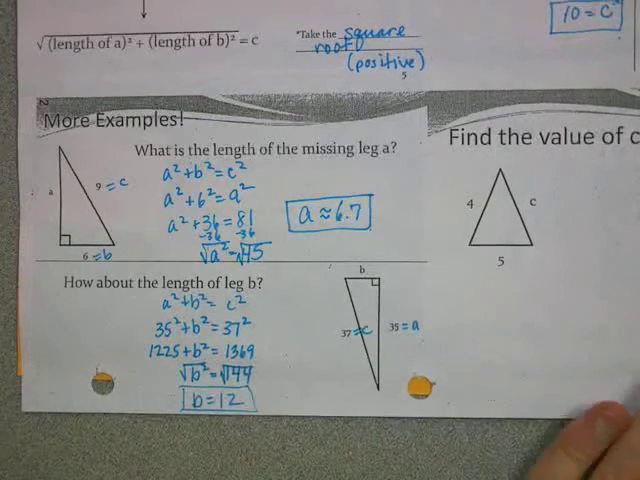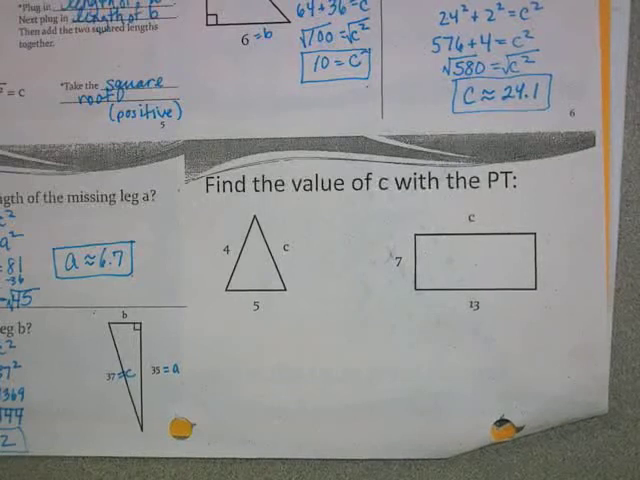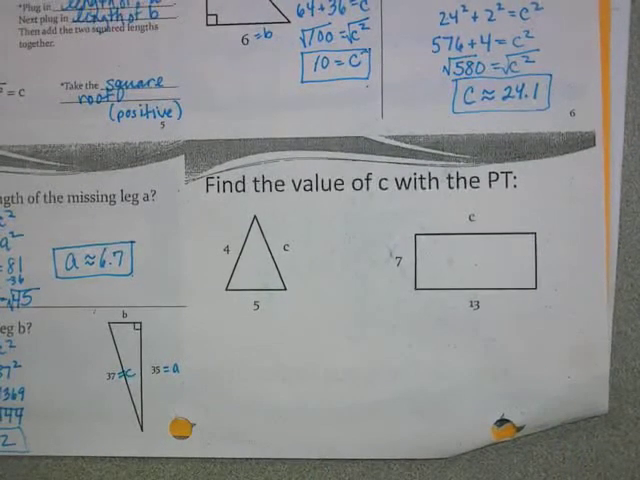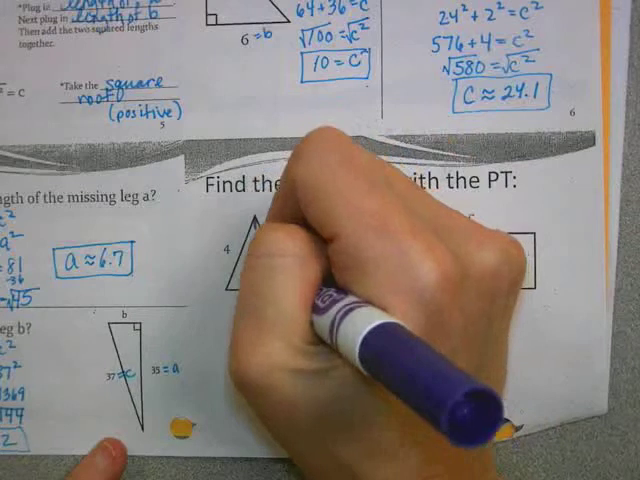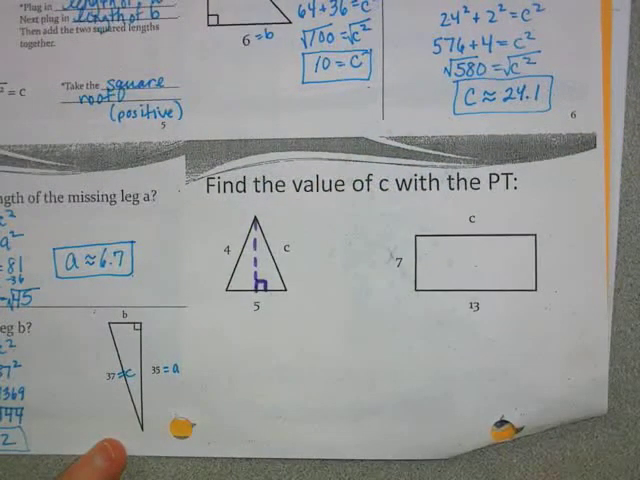Now, clearly these are not right triangles, right? I don't see a right angle here, and that would be a rectangle. So how can we find the value of C? We have to be a little crafty and creative. We're going to make a right triangle to help us do that. Now this triangle right here looks to be isosceles. If it was isosceles, then I could drop down a right angle here and cut that in half, and that would mean, if it was isosceles, C would equal 4.